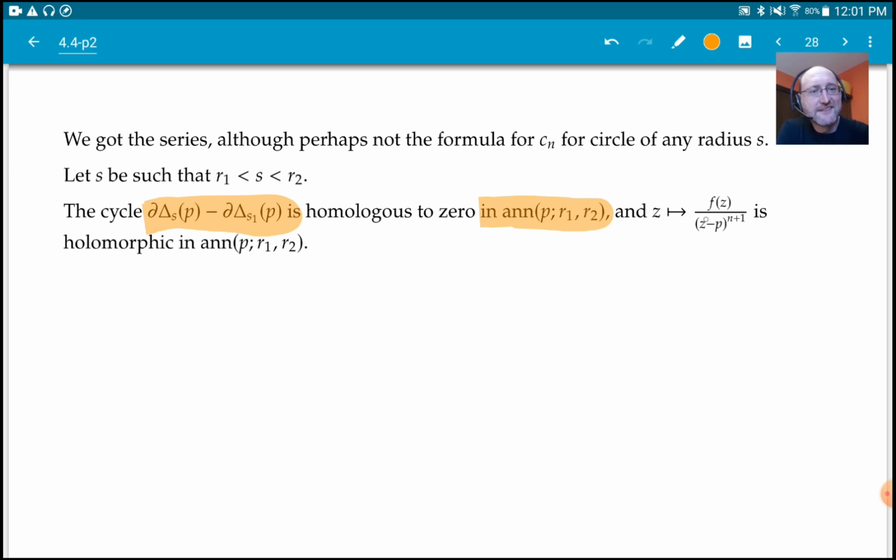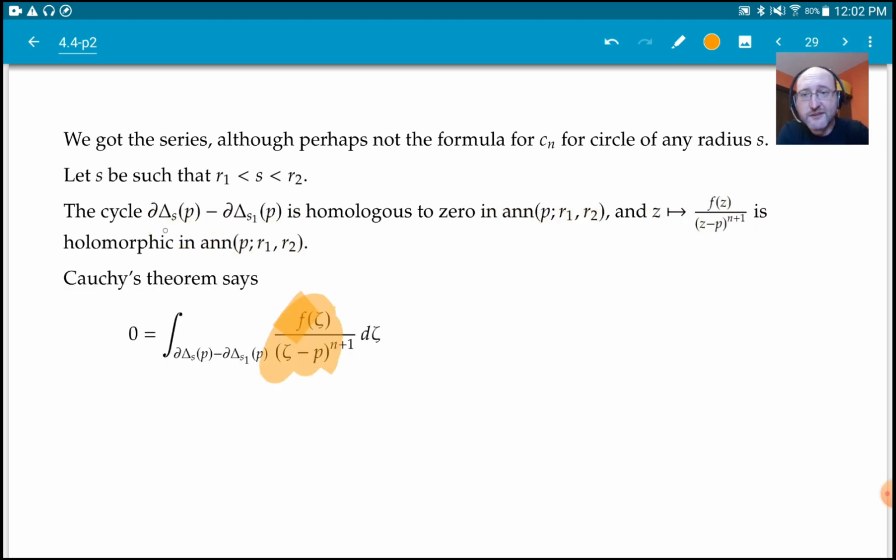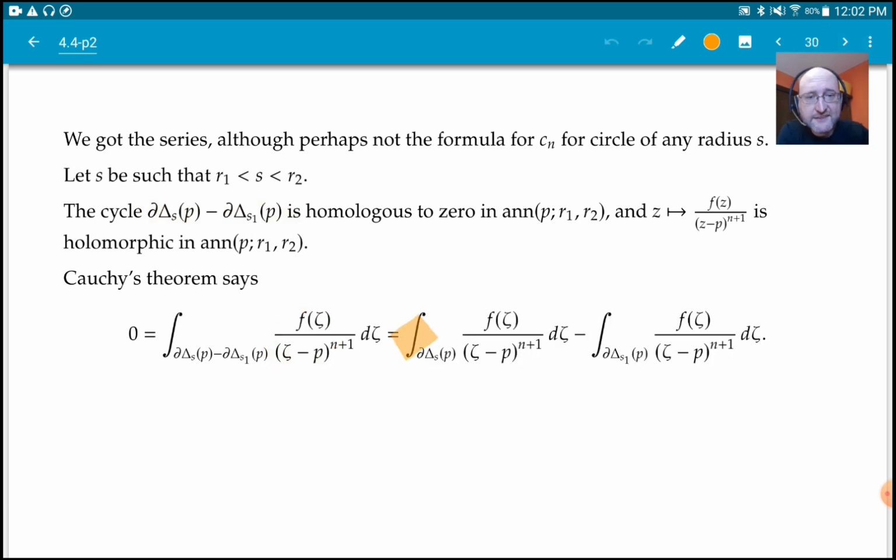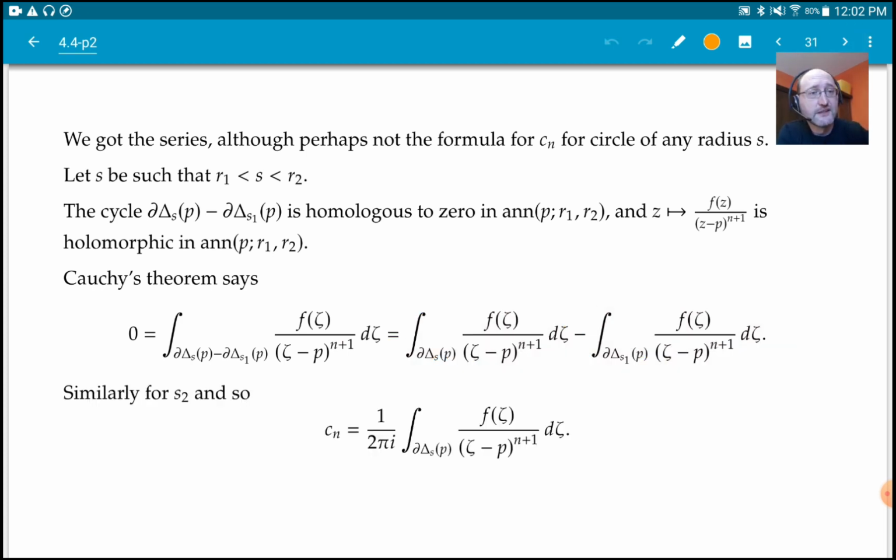homologous to 0, right? And if we look at this function over here, you notice that it is holomorphic on the entire annulus, right? And so if I just apply Cauchy's theorem, I get that the integral of that function with respect to this cycle over here is 0, right? Well, that's precisely the difference between these two integrals, right? So I might as well have integrated over the S circle. I get the same number as if I integrated over the S1 circle, right? And similarly for S2, right? So we get that this is true for all Cn, right? So we can integrate over any radius S and get the same numbers Cn.